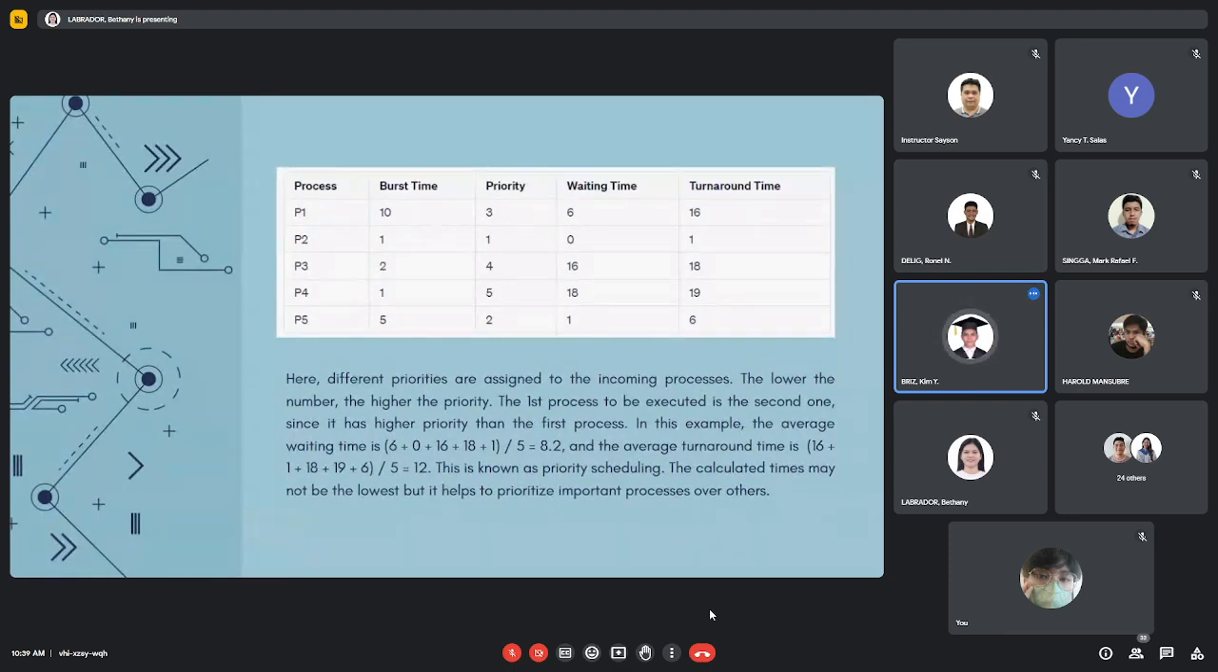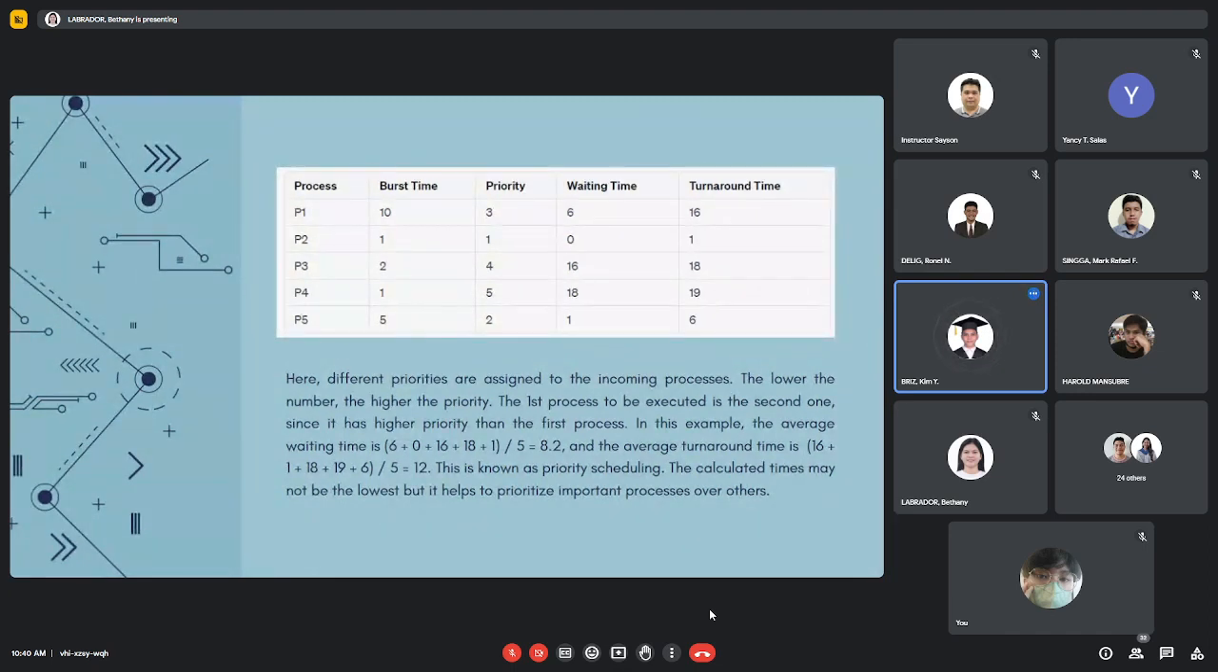P1's waiting time, or P1 enters at time 6. So 6 is the amount of time the previous process takes to finish execution, with a turnaround time of 16 because of its burst time of 10. So waiting time plus burst time, 6 plus 10, is equal to 16, and so on with the remaining processes. In this example, the average waiting time is the sum of all values in the waiting time column divided by the number of processes. That equates to 8.2, and the average turnaround time is 12.